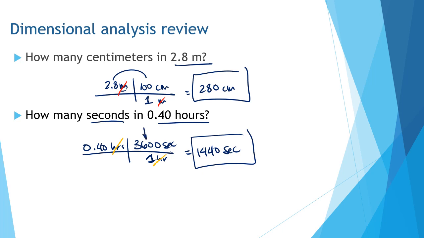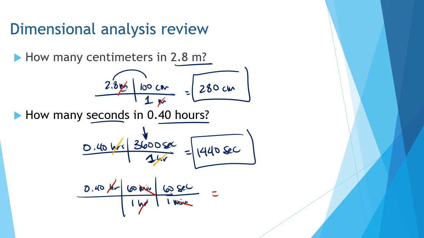If you don't like this, your other option is to go from hours to minutes. 1 hour is 60 minutes. And then from minutes to seconds, 1 minute is 60 seconds. Our hours cancel out, our minutes cancel out. And then you're going to do 0.40 times 60 times 60. 60 times 60 is the same thing as 3,600, which is how we got that number.